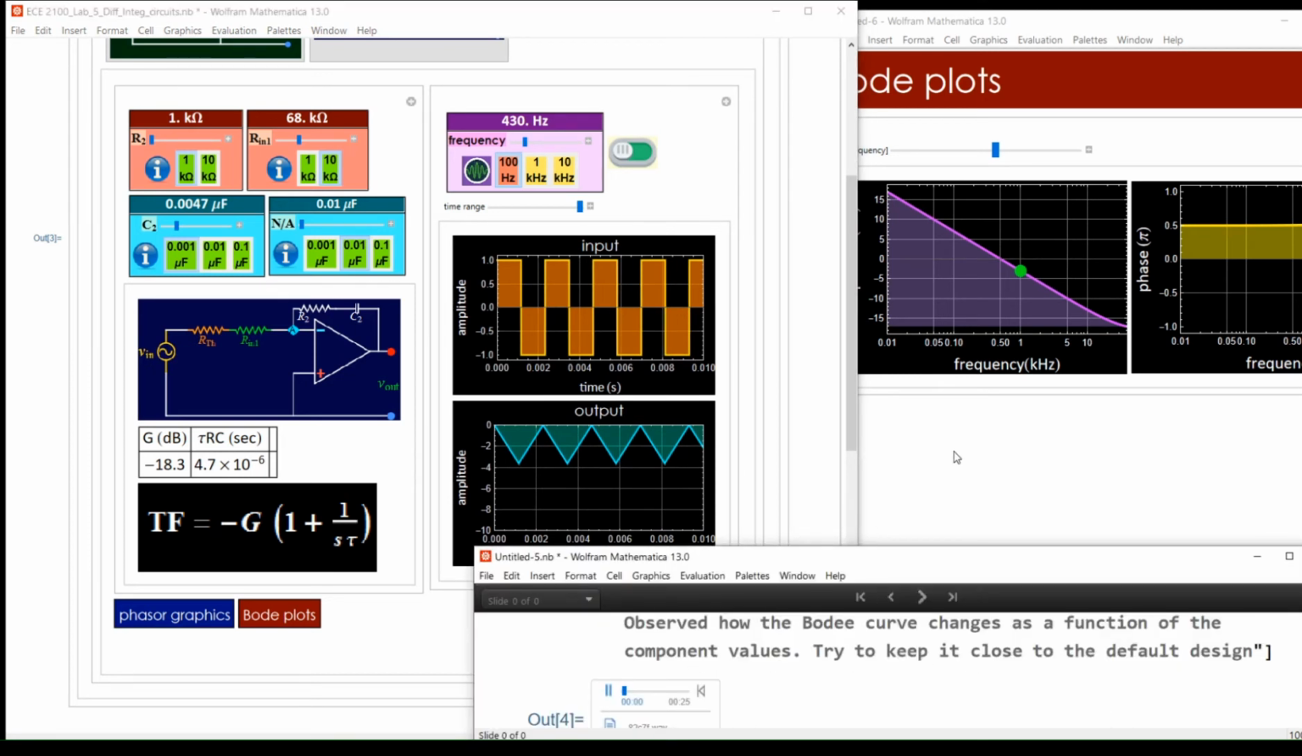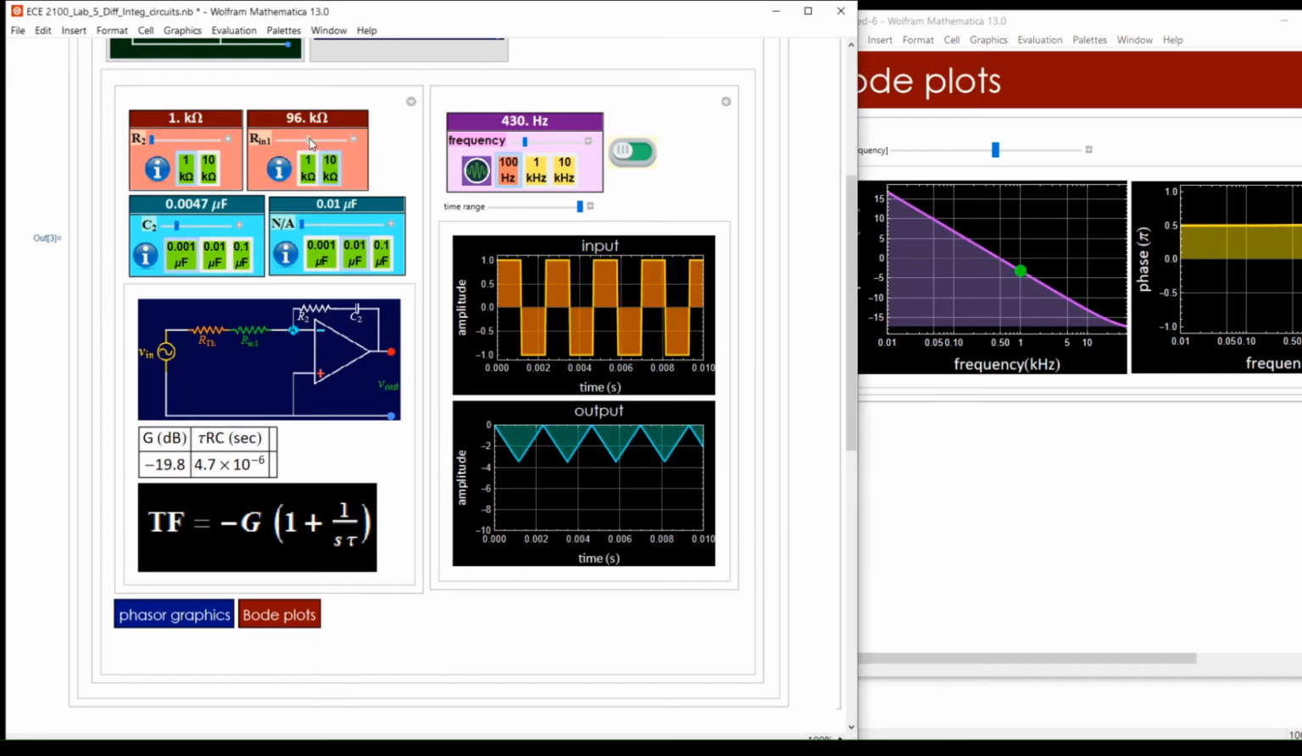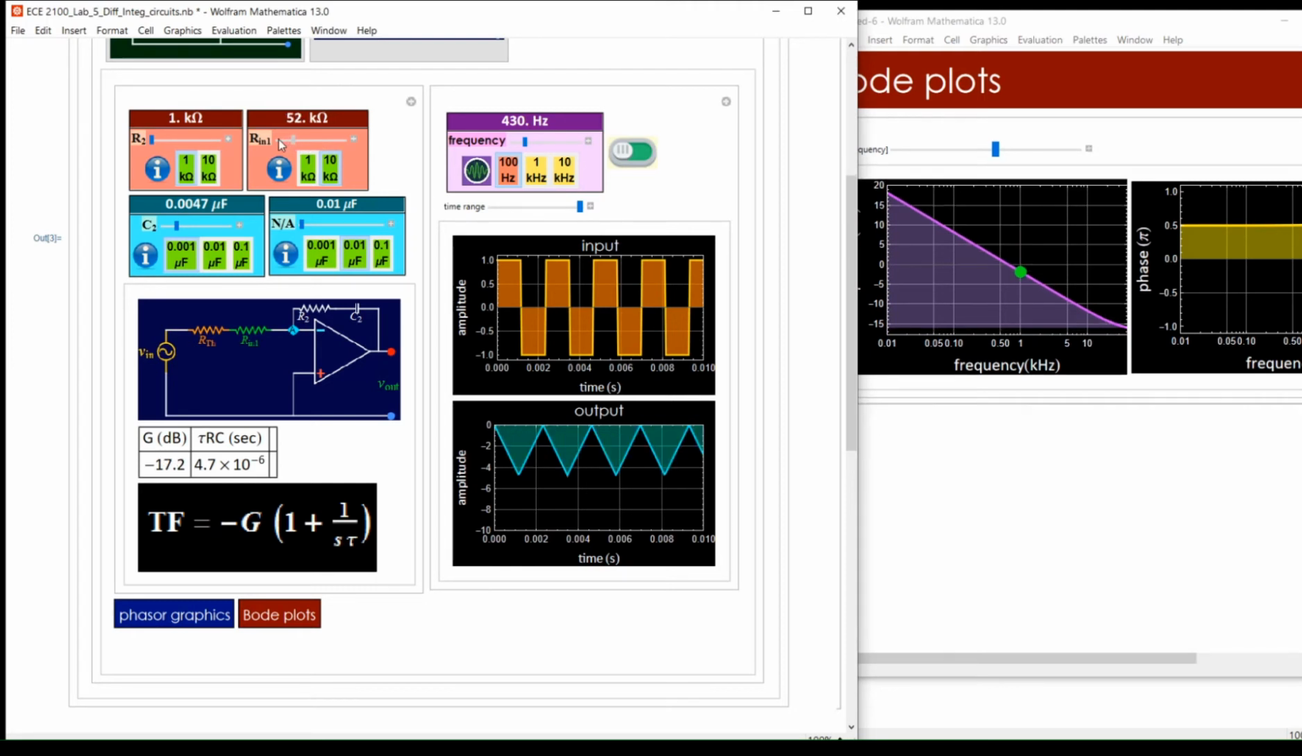The circuit default design is for 0 dB gain at 0.5 kHz. It should allow familiar experimental demonstration from a few hundred Hz to a few kilohertz. Hence, one should look at the Bode plot while choosing the various resistors and capacitor. Observe how the Bode curve changes as a function of the component values. Try to keep it close to the default design.